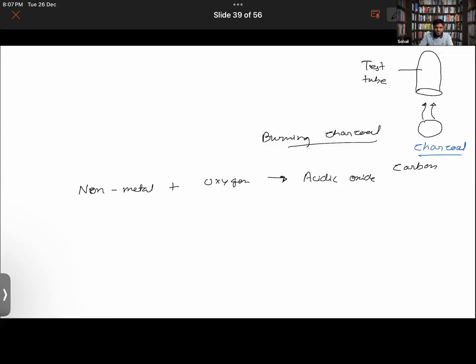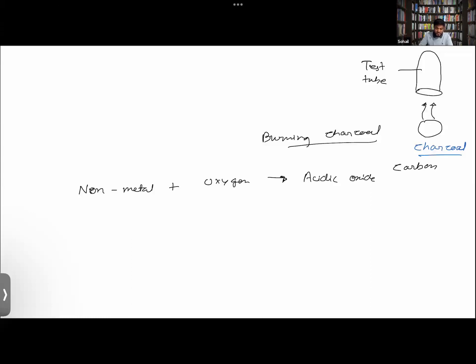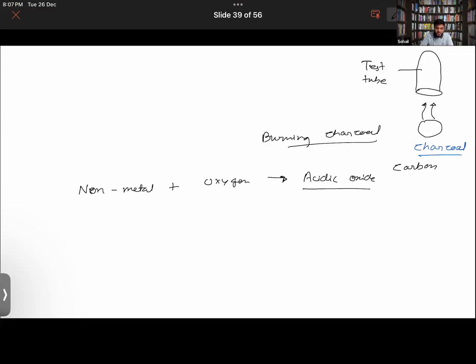So I just told you guys that non-metal will react with oxygen to give acidic oxide. So back to the question. My question is that I need to find the nature of the gas. Question मेरा ये है, what is the nature of gas? Is it going to be acidic gas or basic gas? Say acidic. This is going to be acidic gas now.